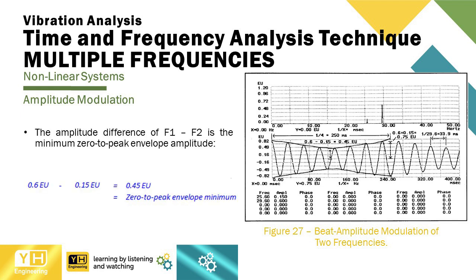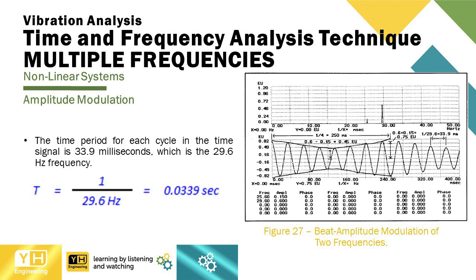The amplitude difference of frequency 1 minus frequency 2 is the minimum 0 to peak envelope amplitude, as shown in this equation. 0.6 engineering units minus 0.15 engineering units equals 0.45 engineering units, equal to the 0 to peak envelope minimum. The time period for each cycle in the time signal is 33.9 milliseconds, which is the 29.6 Hz frequency, as shown in this equation. Time period equals 1 divided by 29.6 Hz, equal to 0.0339 seconds.